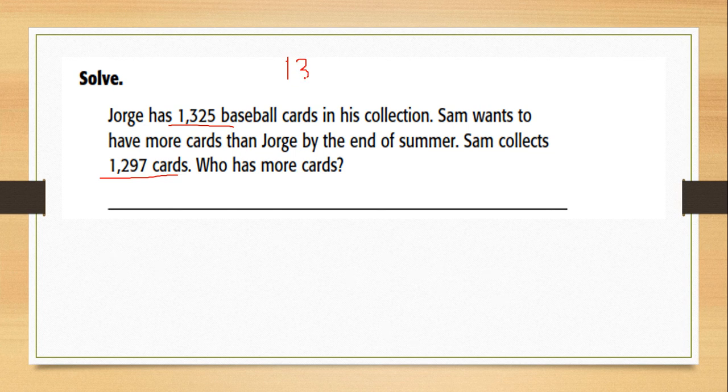Okay. So the first number is 1,325, and the second one is 1,297. This belongs to George, and this belongs to Sam. Okay. To compare two numbers, what will the first step be? Yeah, great job. The first step, we will count the number of digits.